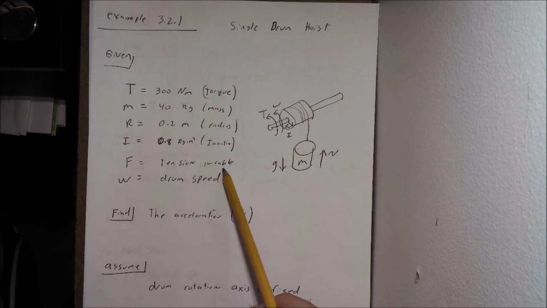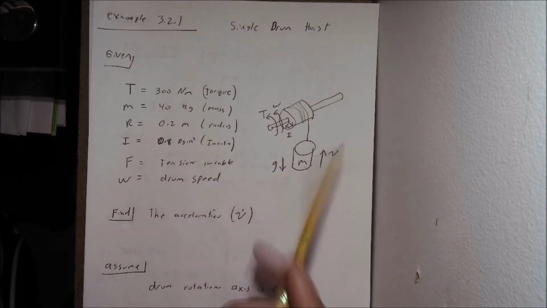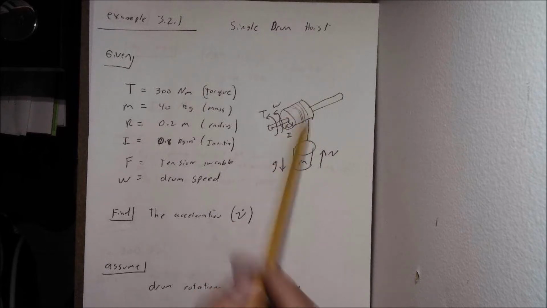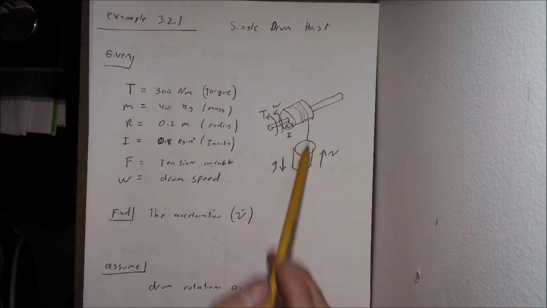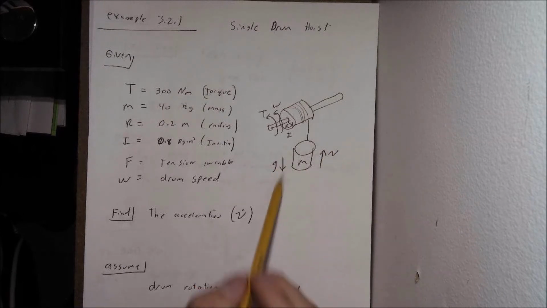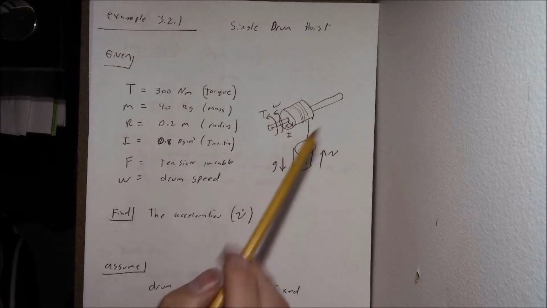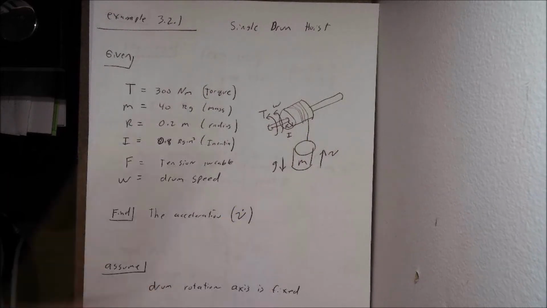F is the tension in the cable. And omega is our drum speed. So we redraw our diagram over here, our drum right there, our cable with the tension F in it there, pulling this mass up with the velocity in this direction, gravity and the weight acting downwards, our torque and our omega going counterclockwise, the radius of our drum there, and our inertia.